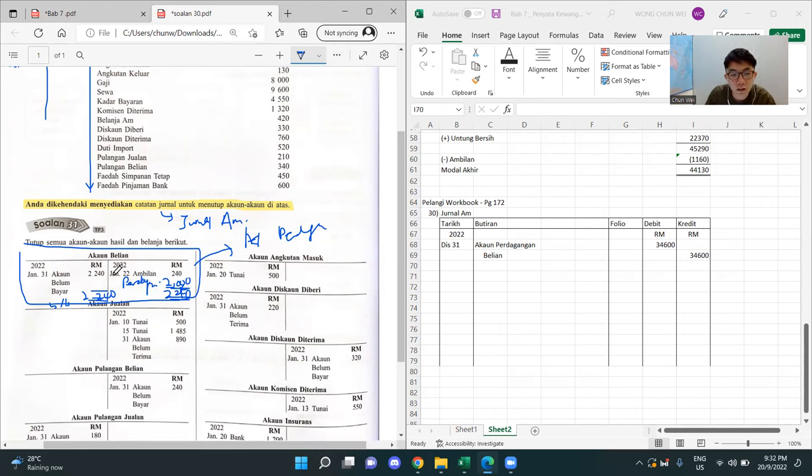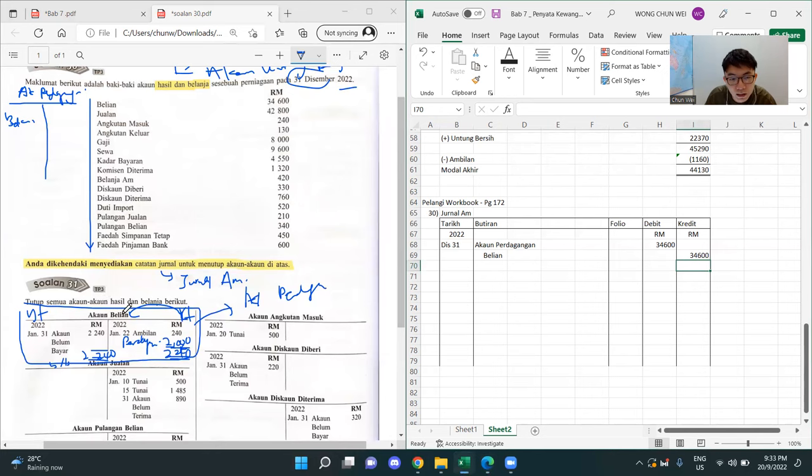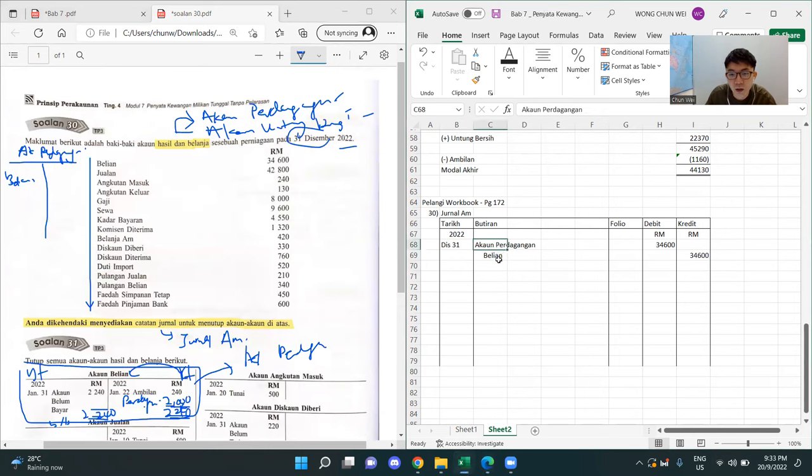You get it? As I said just now, this is debit side and credit side, and this perdagangan appears in the credit side. So when this appears in the credit side, we have to credit the title, which is the account bullion. That's why we have to credit account bullion and debit perdagangan. Same here: I debit perdagangan and credit bullion. So for this one is 34,600. Are you guys clear? If yes, give me a C in the chat box. So this is actually like your ledger debit and credit.